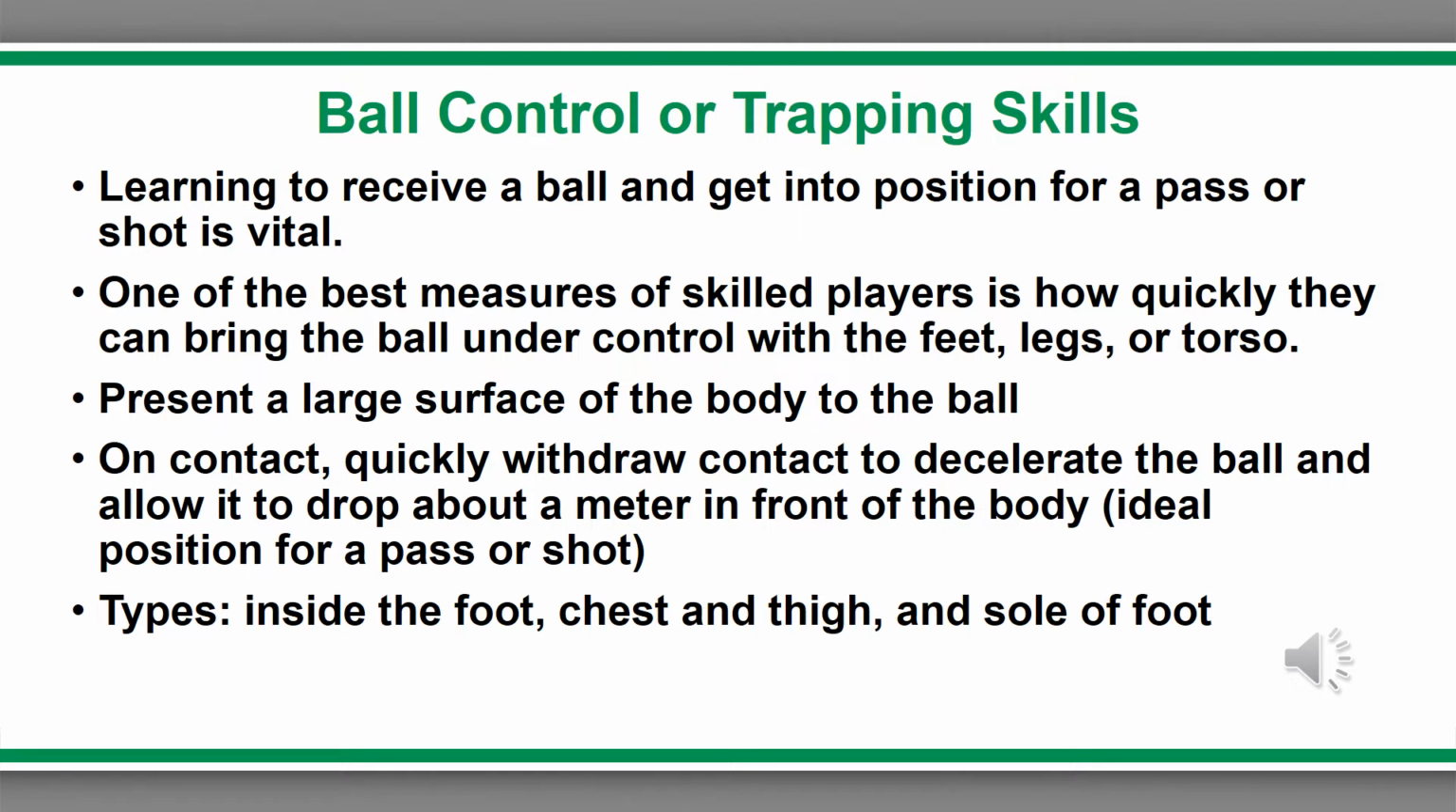You can present a large surface area of the body to the ball, like your torso, your head, or whatever. So on contact, you want to quickly withdraw to decelerate the ball. You want to slow the ball down. It's coming to you fast. And then allow it to drop in front of your body, which makes it ideal for you to pass or take a shot. So what are the types? We have inside the foot, the chest, and the thigh.